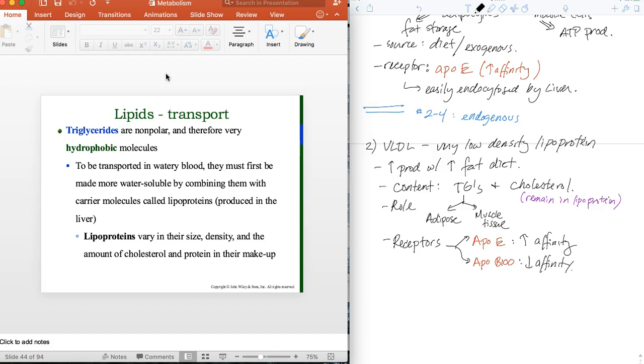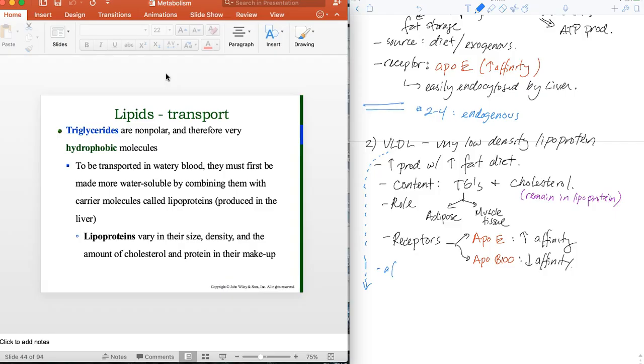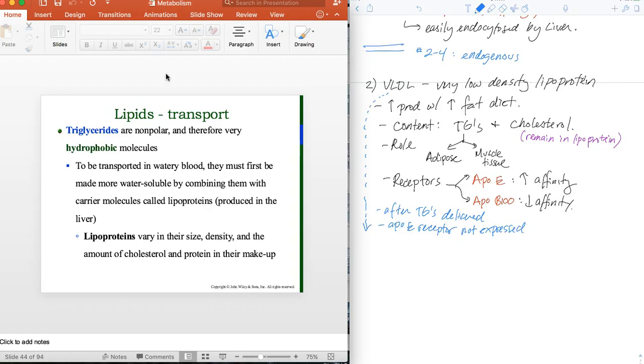Interestingly enough, what will happen with the VLDL is that it can actually get transformed into the next one. After triglycerides are delivered, what will happen is that the ApoE receptor will fall off and not be expressed. So ApoE receptor is not expressed. What does that mean then? One thing that it means is that we're actually going to change the name of this guy. It'll be our 3rd category.